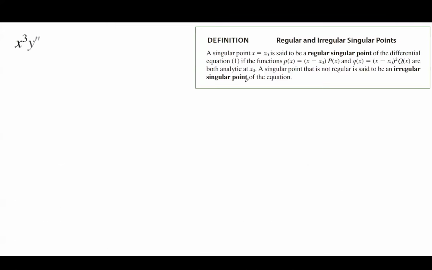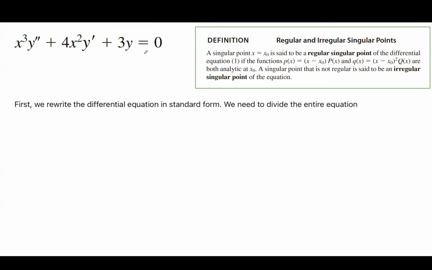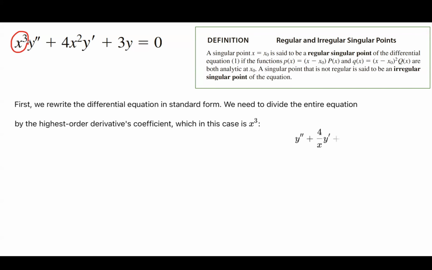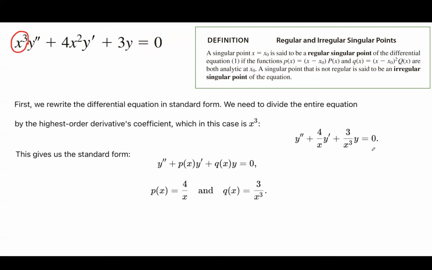Another example for you. x cubed times the second derivative of y plus 4x squared y prime plus 3y equals 0. Let us write this in standard form by dividing everything by x cubed. When you divide everything by the leading coefficient, which is x cubed, it becomes the second derivative of y plus 4 divided by x times y prime plus 3 divided by x cubed times y equals 0. So this gives us the standard form of the second order differential equation. p(x) and q(x) are basically defined as 4 divided by x and 3 divided by x cubed.